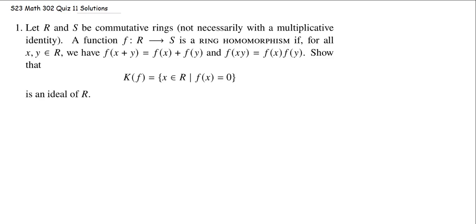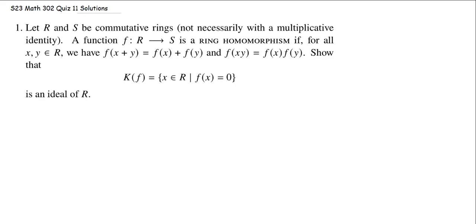In this problem, we are given two commutative rings, R and S, not necessarily with a multiplicative identity. It's going to turn out the commutativity is not important to this at all. It's just we've been defining ideals in terms of commutative rings in class. So I'm keeping the commutative rings in here, but if we drop this commutativity and define ideals for non-commutative rings, then everything we're saying here will be true with appropriate modifications.